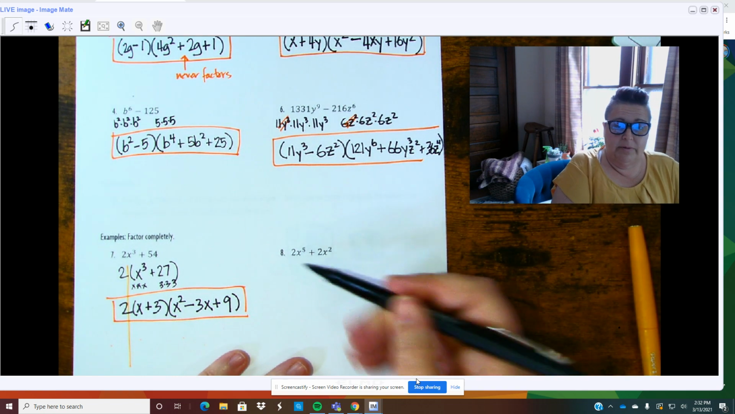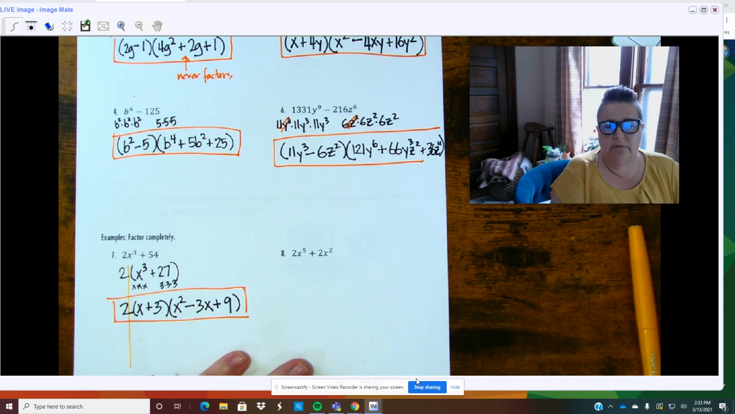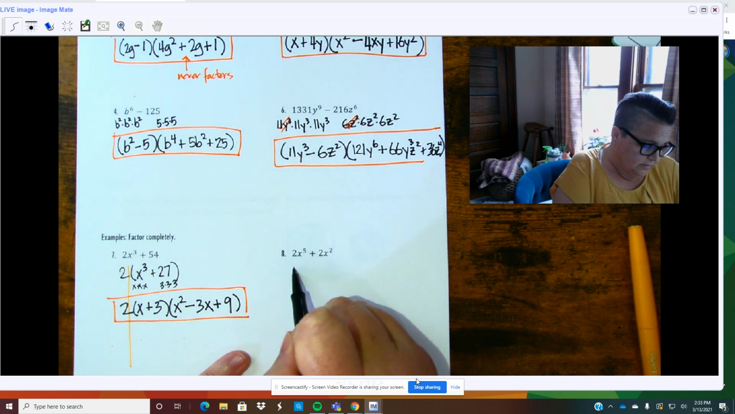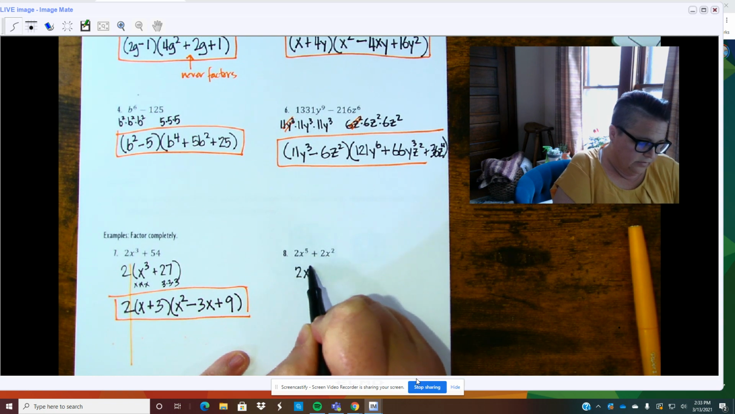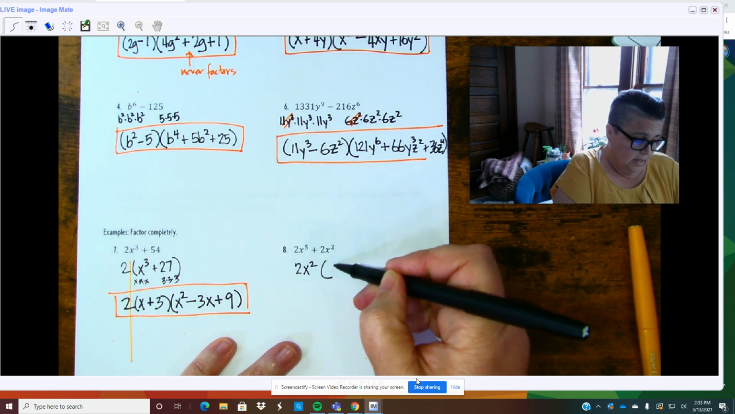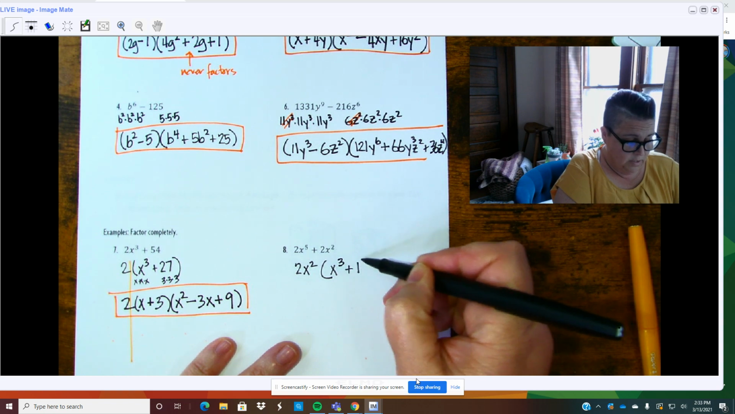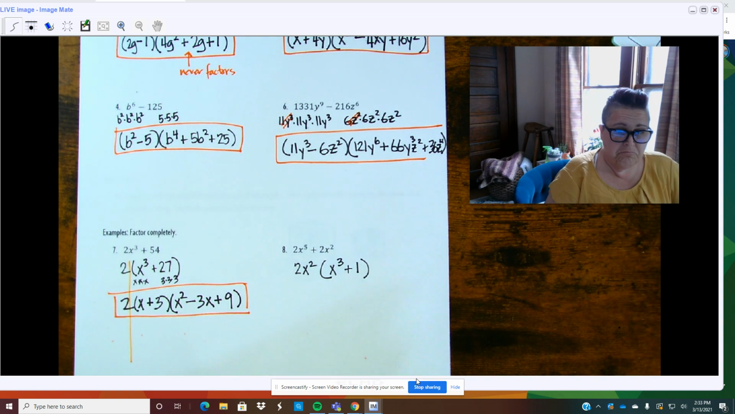So problem number 8 is 2x to the 5th plus 2x squared. It is a sum. There are 2 terms. So this technically could be sum of the squares or the sum of the cubes. Since we're in the cube section, I'm going to go with cubes. But I'm going to pull out a 2, and I can also pull out an x squared. And that's going to leave me with x to the 3rd, and taking 2x squared out of 2x squared leaves me with 1. Okay.